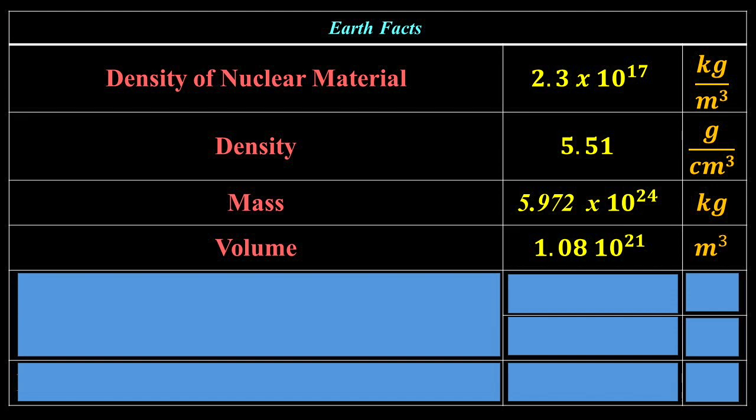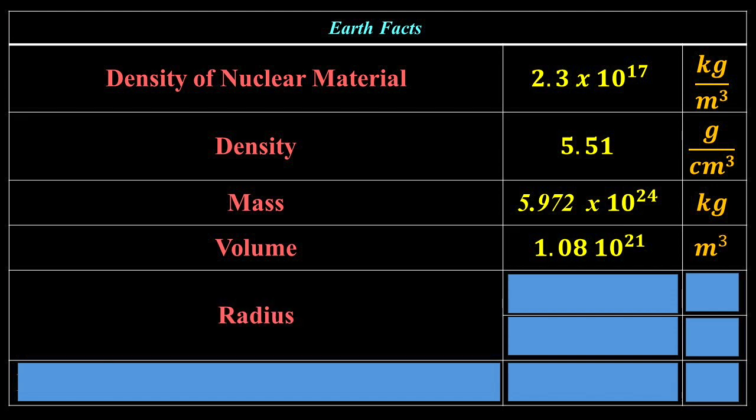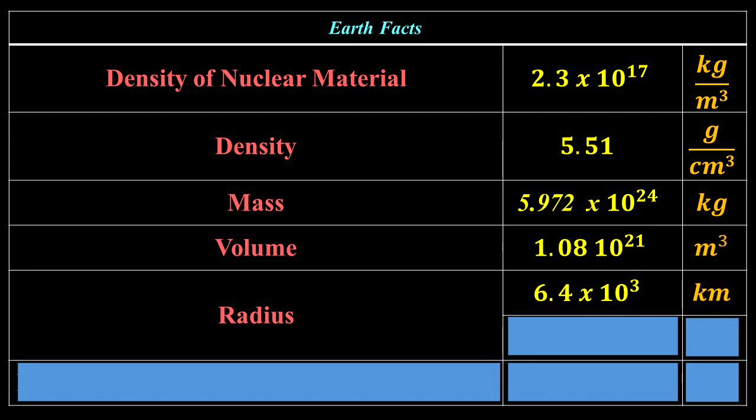And now we also know the radius of the Earth. We know it in both metric and in British units or American units. And that's going to be 6.4 times 10 to the third kilometers. So about 6,000 kilometers, 6,400 kilometers. Or, in terms of English units, it will be 4,000 miles.